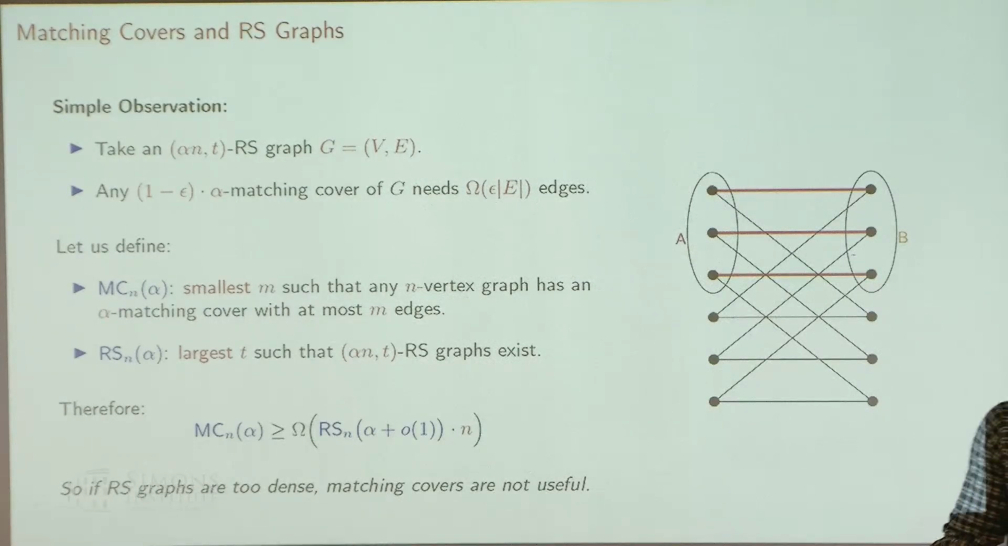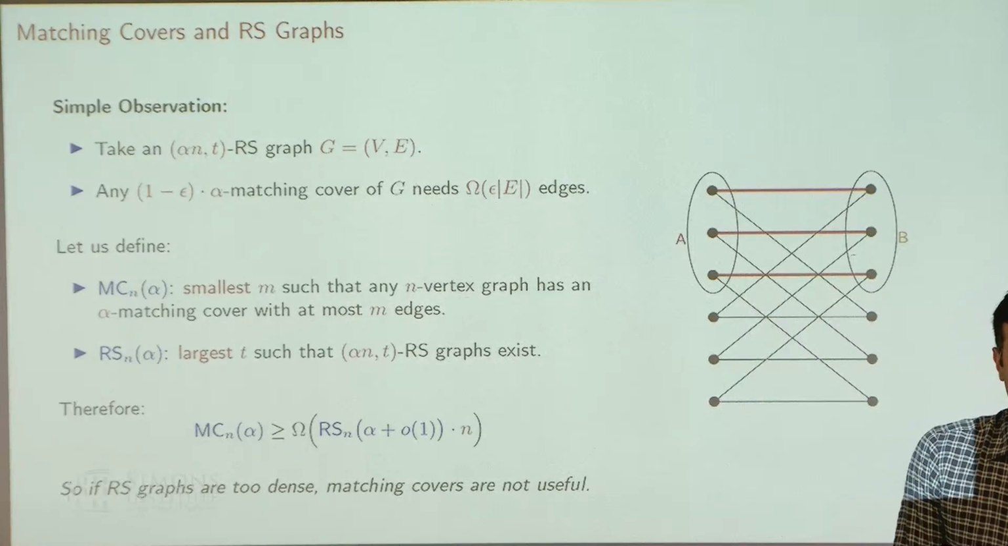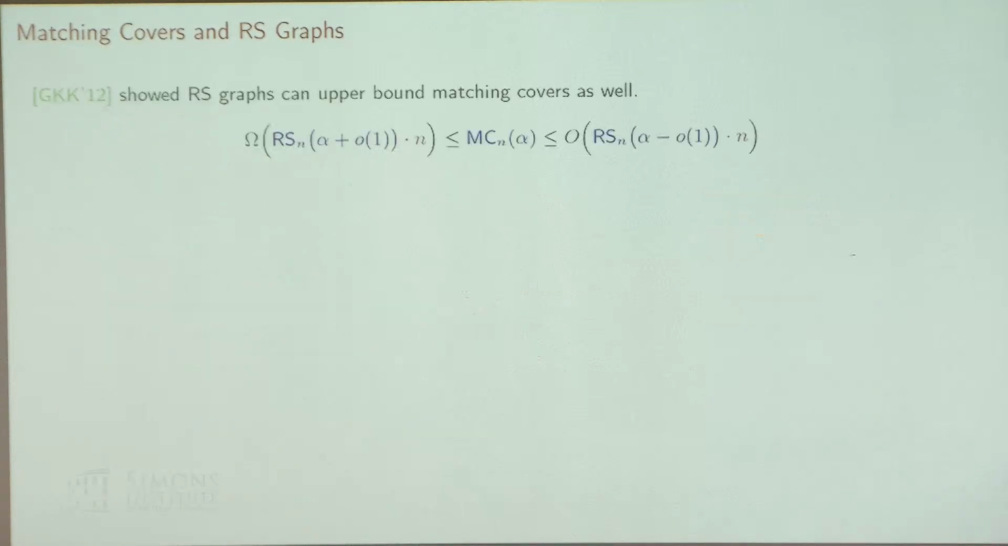You need to keep a constant fraction of its edges in the matching cover. So the matching cover should really have as many edges. Yes, exactly. So what this says is that if RS graphs can be too dense, matching sparsifiers don't exist. Matching covers need to be pretty much dense. So this is not too surprising. I mean, this is pretty straightforward.